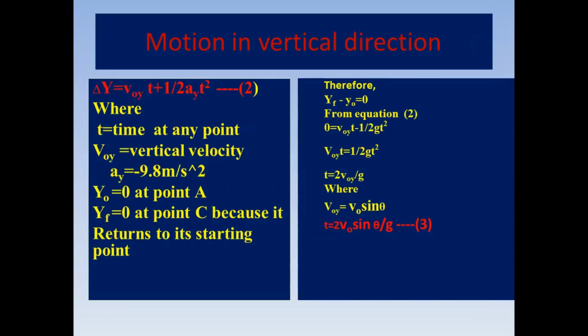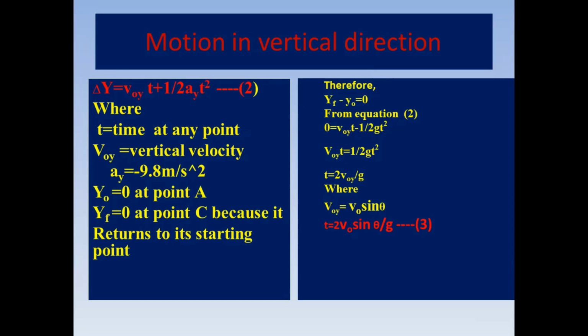Motion in the vertical direction. The change in displacement in the vertical direction when an object is projected is v0y t plus half a t squared, where t is the time at any point, v0y is the vertical velocity, and a is the acceleration due to gravity downward. y initial is 0 at point A, and y final is 0 at point C. Because it returns to its starting point, point C and point A are at the same level, so the change in displacement is 0 because the initial and the final displacement on the y-axis coincide.